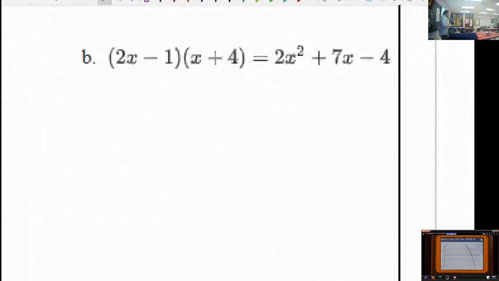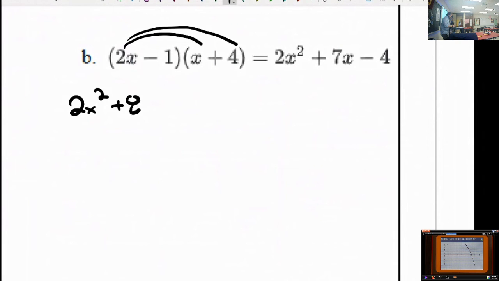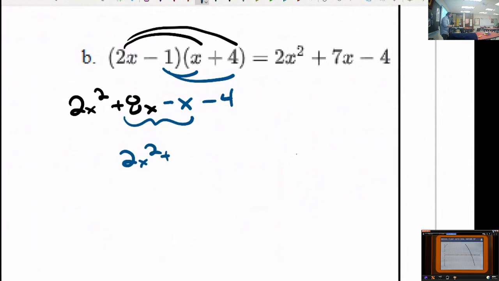Question B. A good way to handle this problem is to actually just multiply on the left and figure out what this is. 2x times x is 2x squared. 2x times 4 is 8x. Negative 1 times x is minus 1x. And negative 1 times 4 is minus 4. And look at this. This is 2x squared plus 7x minus 4. This is always. These are the same thing.